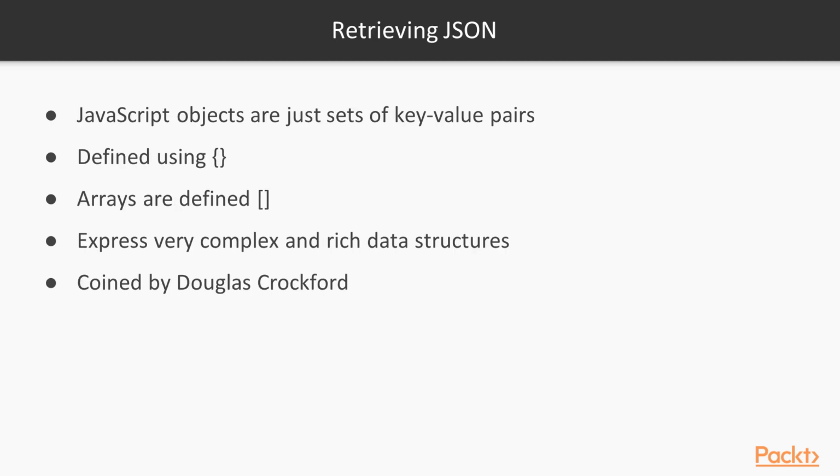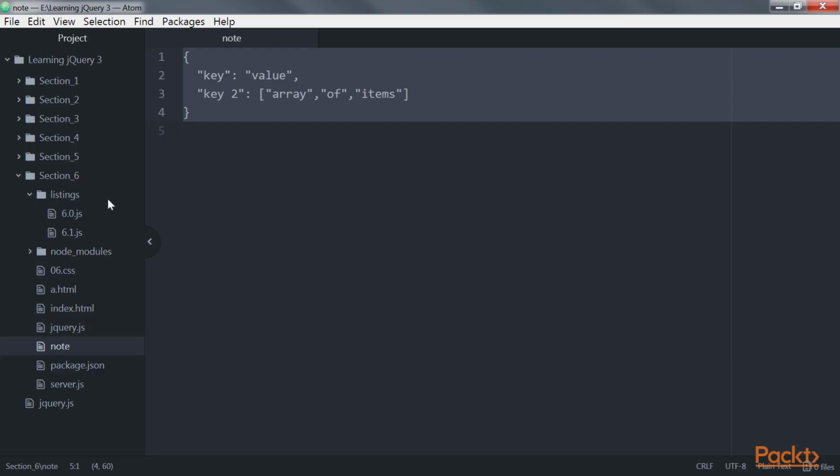Retrieving JSON. As we've often seen, JavaScript objects are just sets of key-value pairs and can be defined succinctly using curly braces. JavaScript arrays, on the other hand, are defined on the fly with square brackets and have implicit keys, which are incrementing integers. Combining these two concepts, we can easily express some very complex and rich data structures. The term JavaScript Object Notation, JSON, was coined by Douglas Crockford to capitalize on this simple syntax. This notation can offer a concise alternative to the bulky XML format.